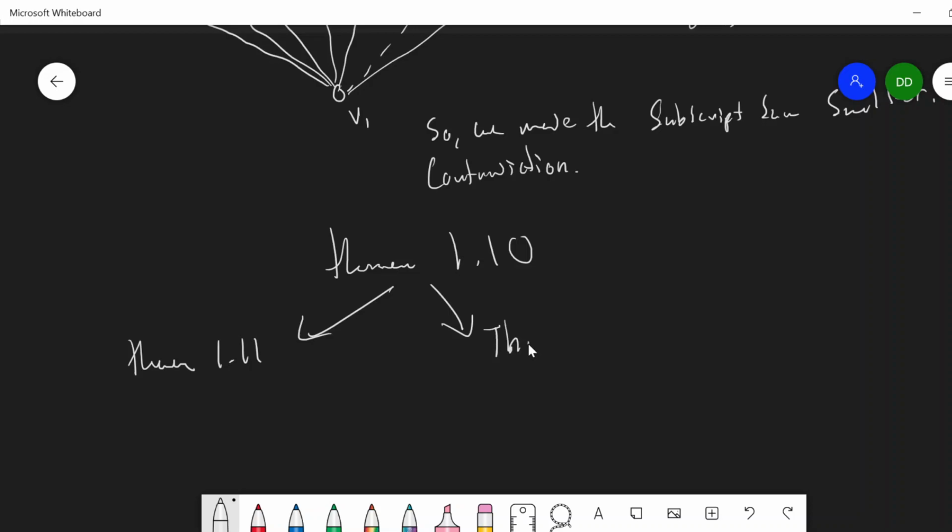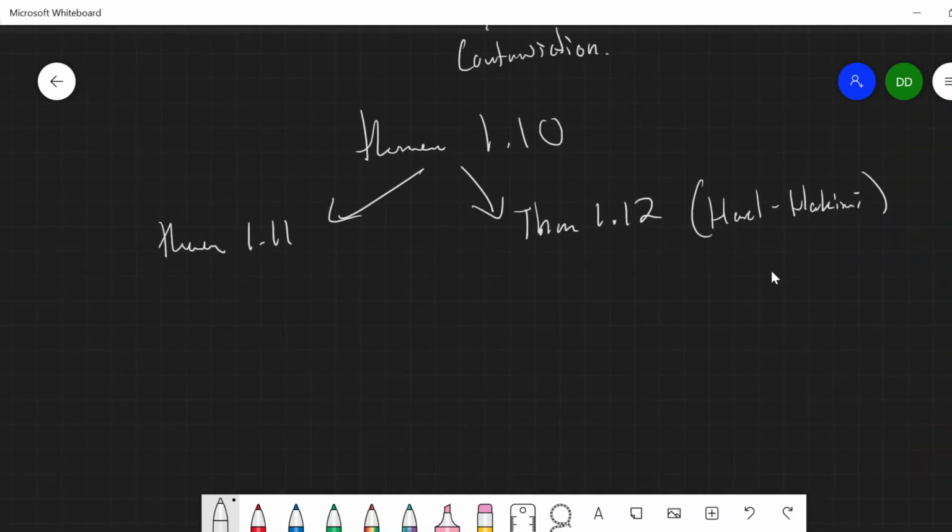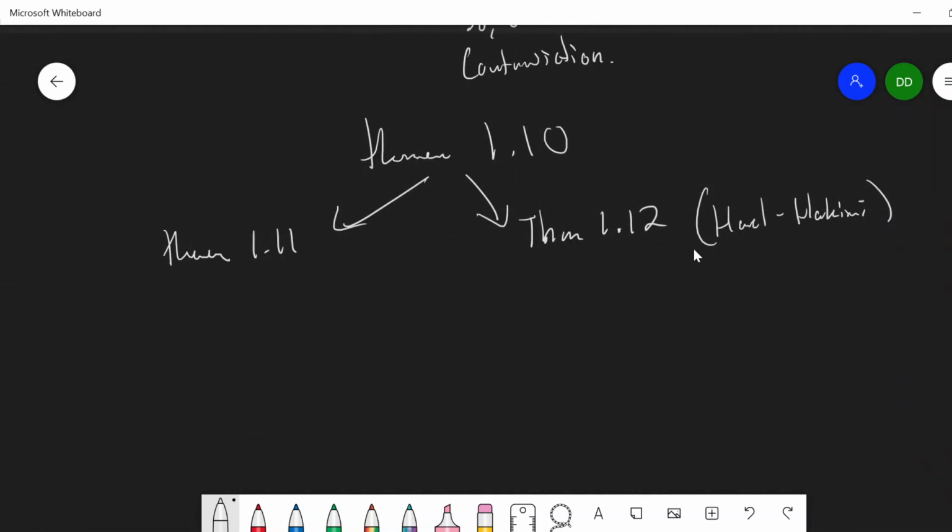So this is theorem 1.12, Havel-Hakimi. This theorem is going to answer the question, given a sequence, how do we know if it's graphical or not? And can we produce a graph with that sequence? Is there some way to produce that graph? So these are the two directions we go from here. I'm going to make videos for both of these, and I'll see you there.